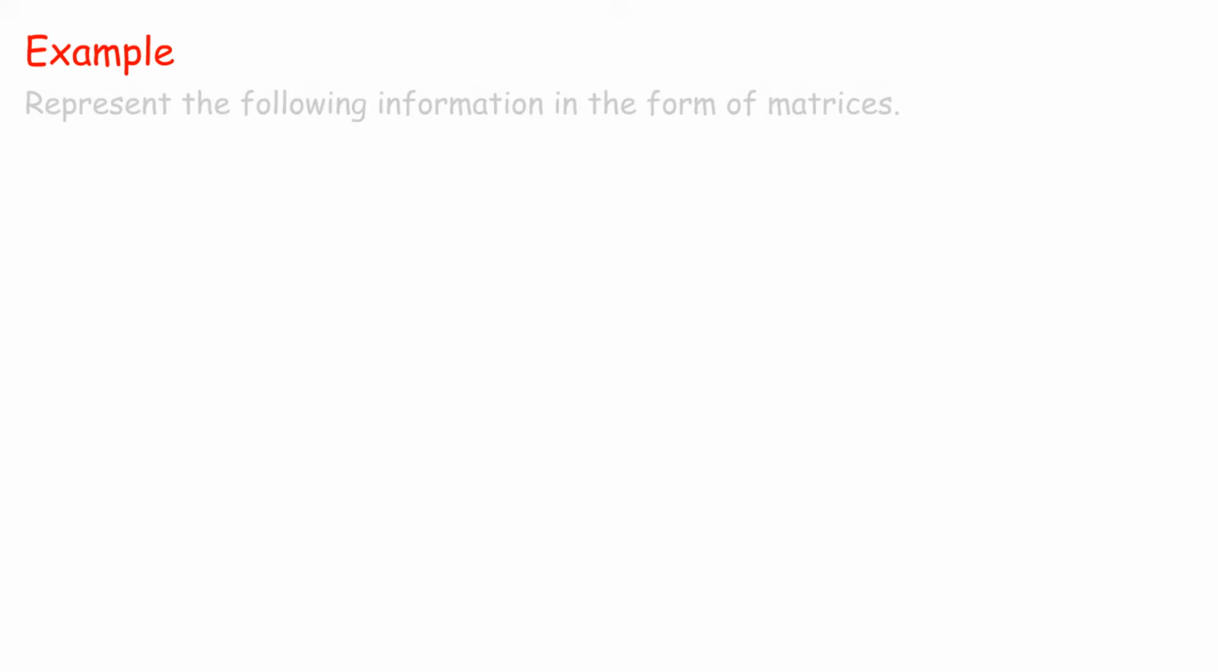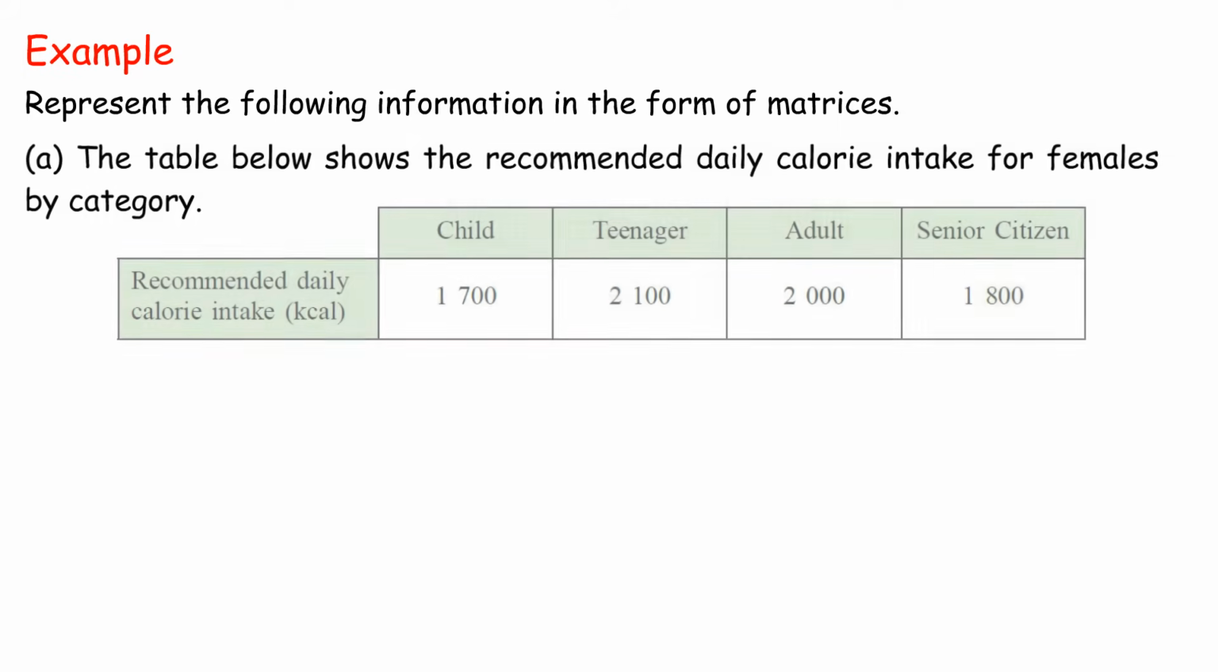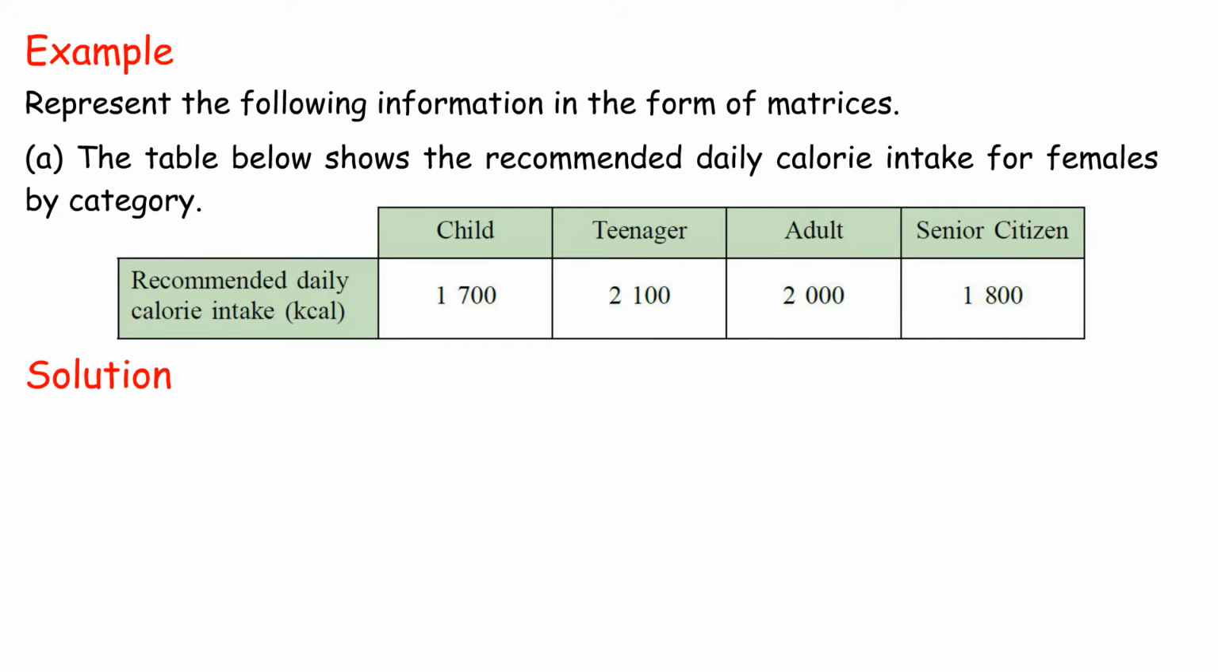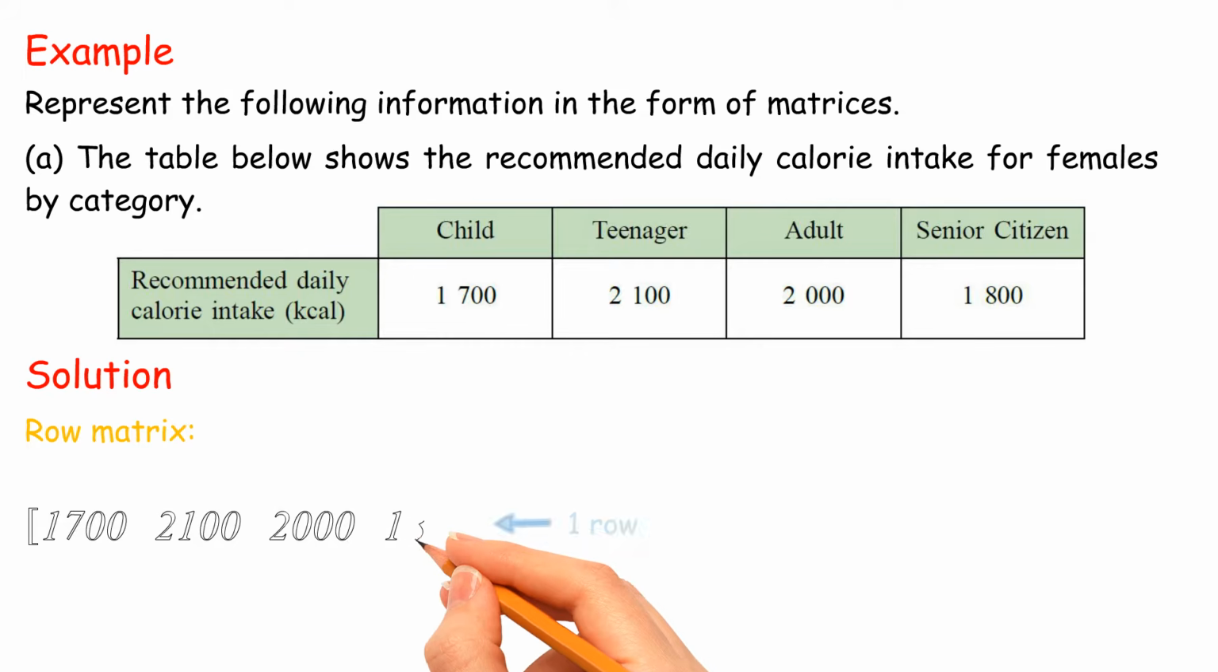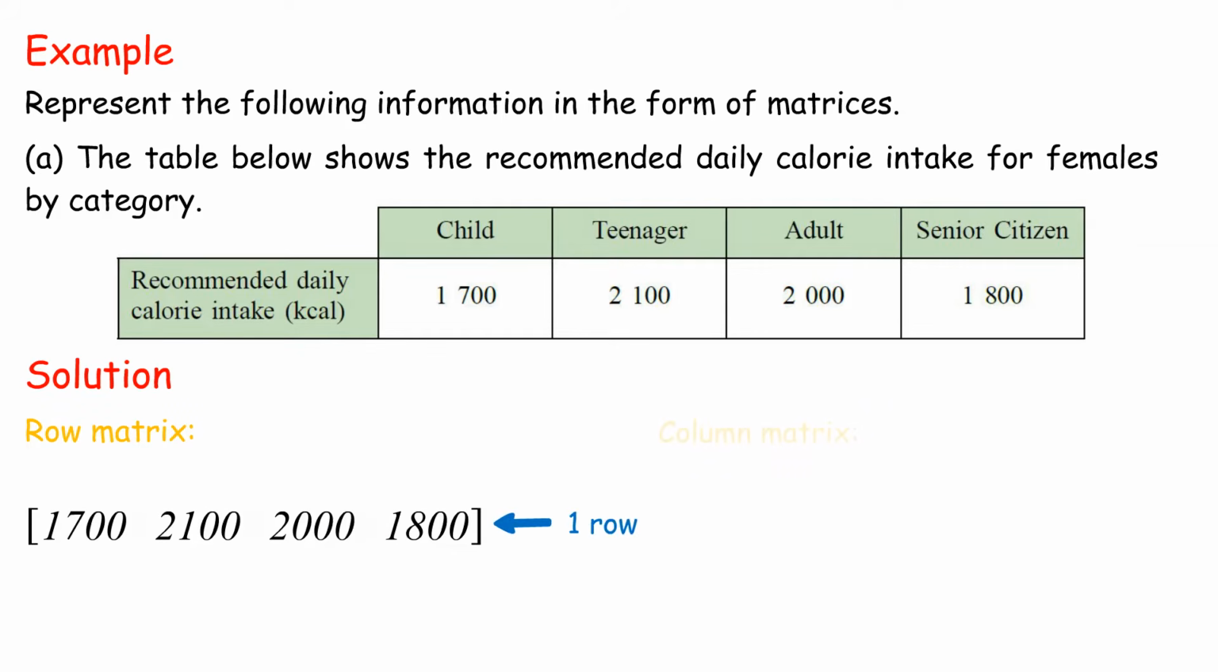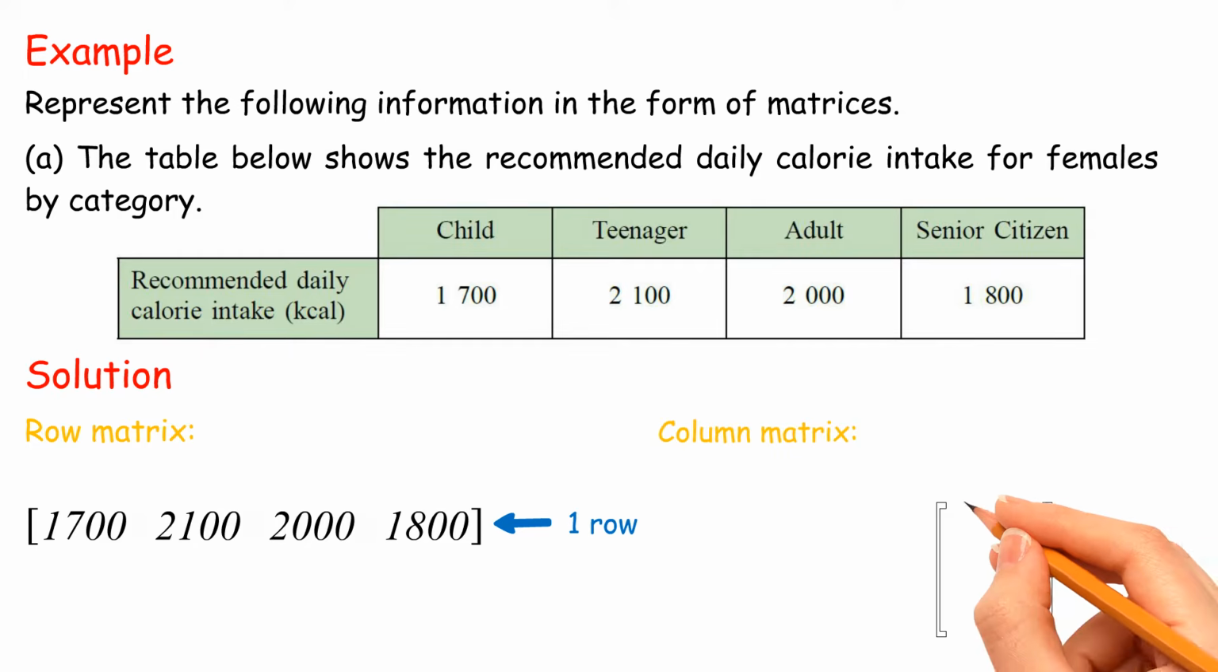Example: represent the following information in the form of matrices. A. The table below shows the recommended daily calorie intake for females by category. Solution: we can represent the table with a row matrix, which has only one row, or represent it with a column matrix, which has only one column.